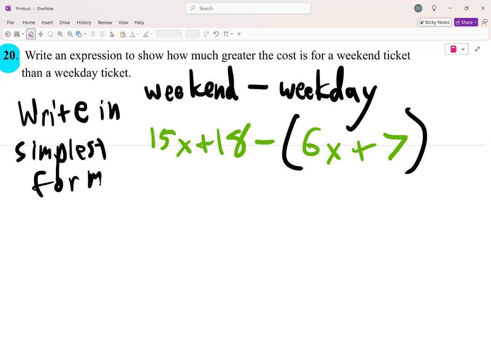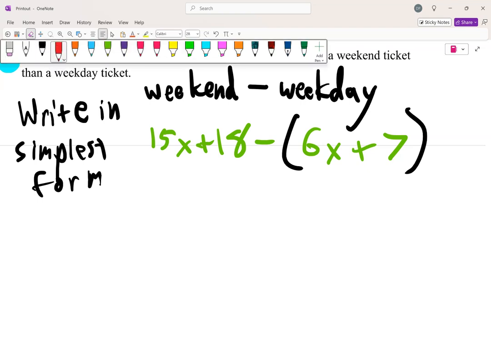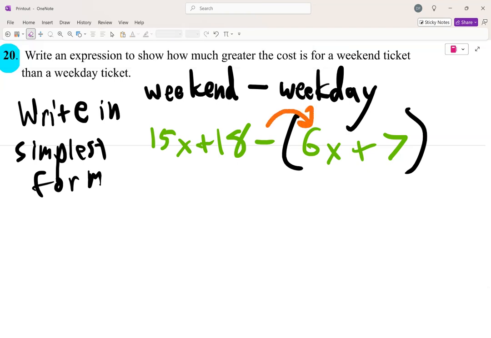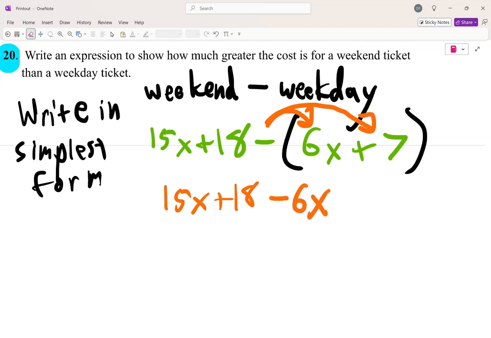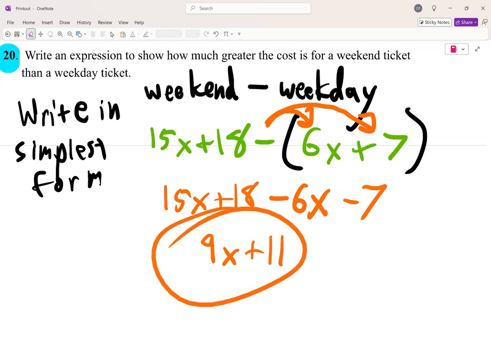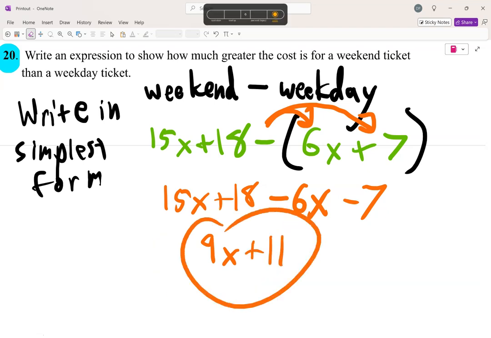So what do we do? Distribute. Very good. What do we distribute? The negative 1. So we have 15x plus 18 minus 6x, and then we're going to change the sign too. Okay? 15 minus 6, everybody. 9x. And 18 minus 7, 11. Okay, so that's simplified form, if it asks you for it.